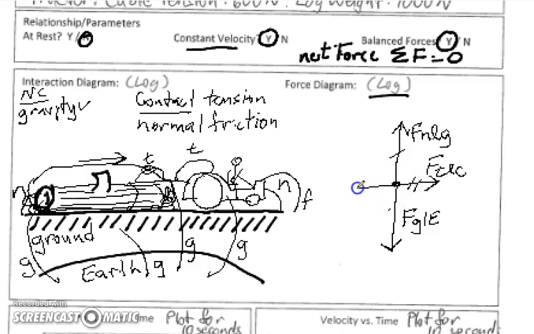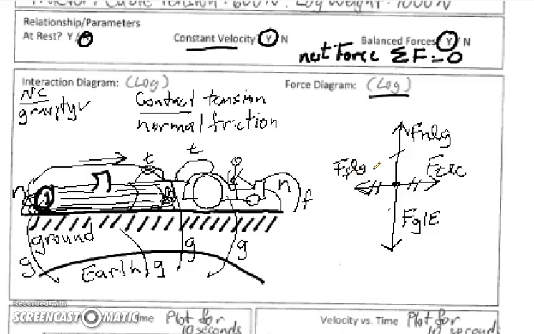Friction, we know that's going to oppose that motion. To balance, we know it has to have an equal magnitude. Force of friction on the log from the ground.